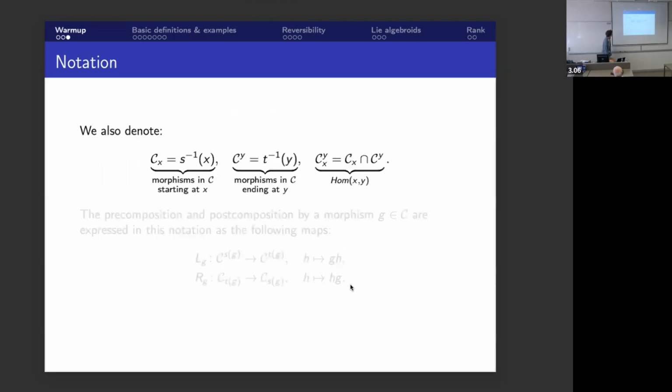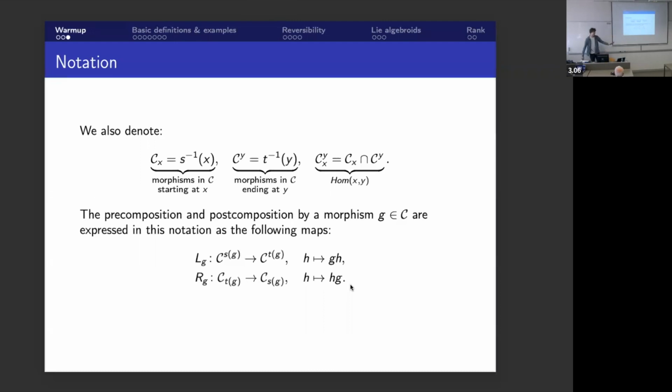So this is the first thing that regards notation, and the second thing is that we are going to be denoting the source fibers with C, with X below, C underscore X. We are going to be denoting the target fibers in a similar manner, but now the index is going to be on top instead of below. And the set of all arrows from X to Y, which mathematicians also know as the hom set from X to Y, will be denoted as C X Y.